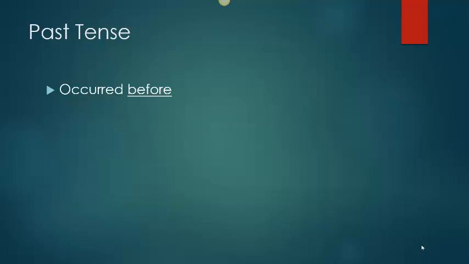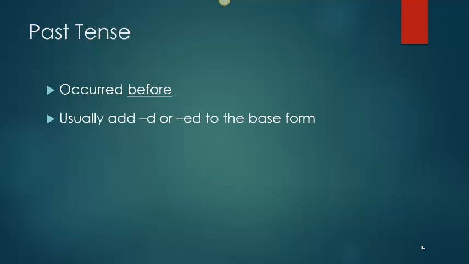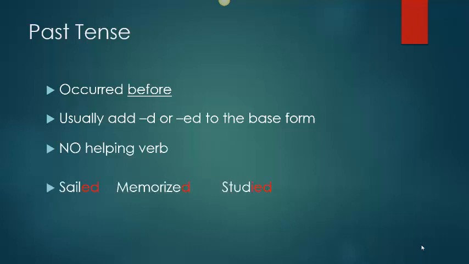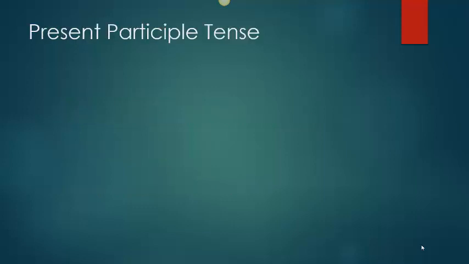Past tense means that it happened before. Usually, you're going to add a D or an ED to the base form of a verb. No helping verb again. So if we take those same verbs, we're just going to add a D or an ED. Sailed, memorized. Study, we have to change the Y to an I and add ED.